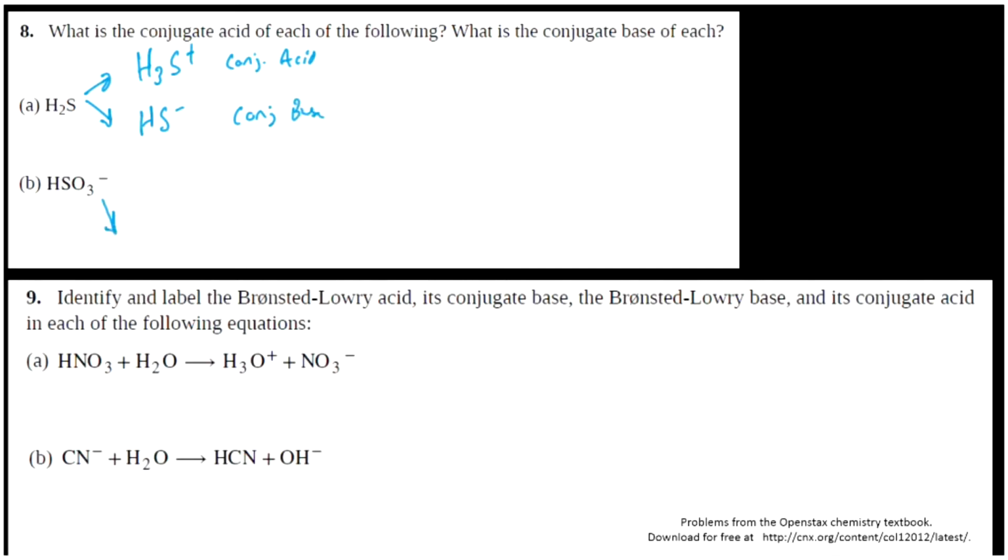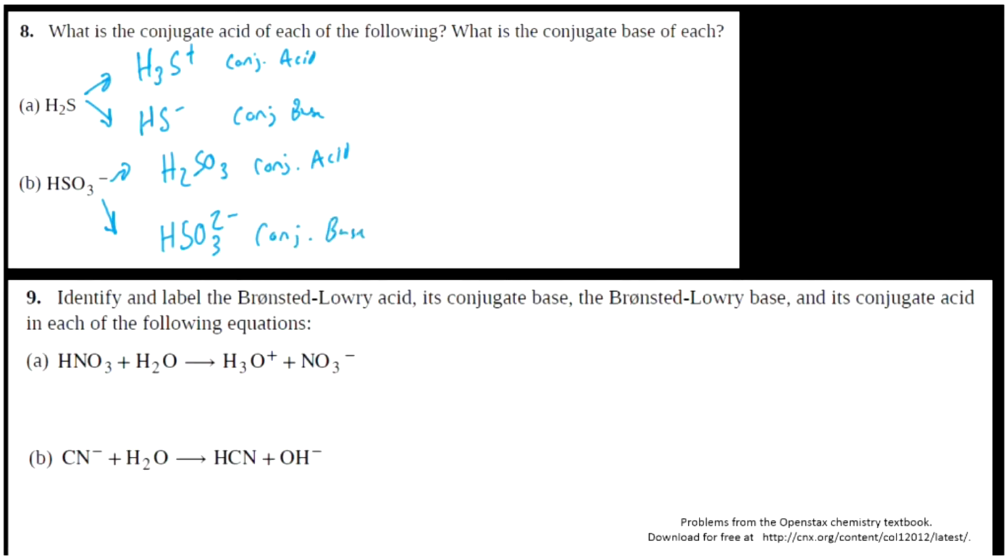HSO3 minus, similarly, if I wanted to make a conjugate acid, I add a hydrogen and it becomes H2SO3. It's neutral because it was -1 and it gained a proton. All right. If it loses a proton to become its conjugate base, it's SO3, and now it's 2- because it's lost something that was positive.